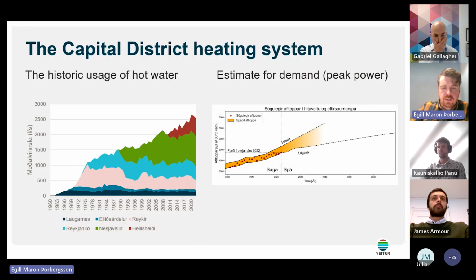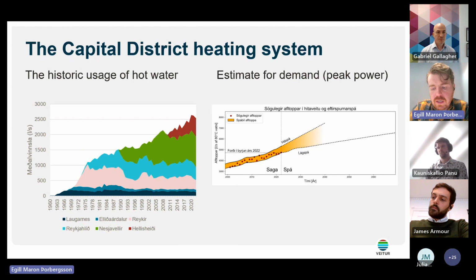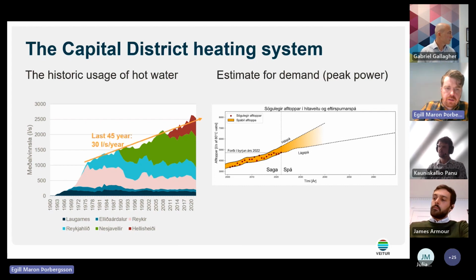And just a little bit about the history and where we are going. So in the start of the 1970s, we got all of the water from the low temperature fields. Then in the 1990s, we got the power plant Nesjavellir in operation and could reduce the amount that we were taking from the low temperature fields, going into a more sustainable production from the low temperature fields. But we are going fast forward.